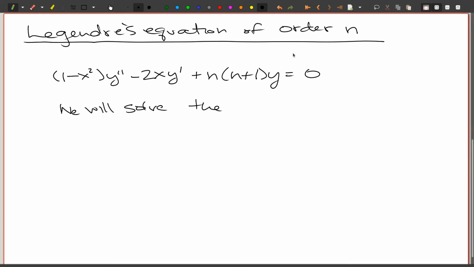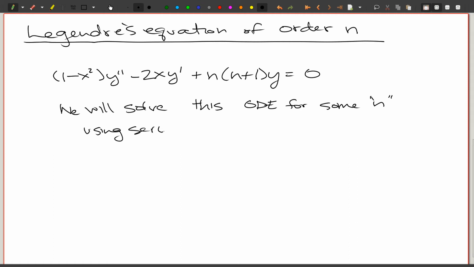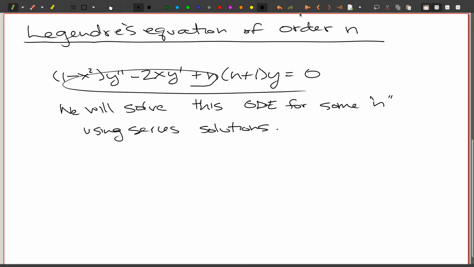So we're going to solve this second order ODE for some number n, and we're going to be using series solutions. From right here, you could go ahead and pause the video and plug in a random number n and just see what happens when you try to take a series solution to that. Real quick, I just want to focus in on something that is true about this equation.